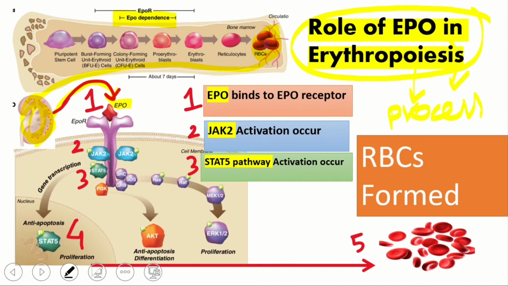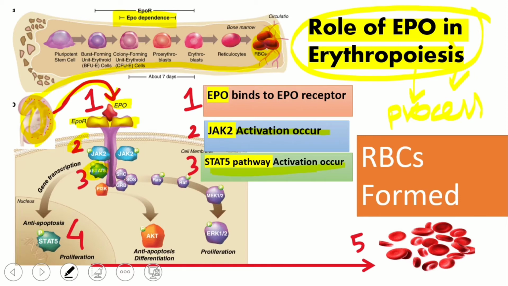Now it will go and bind to the receptors on the cell membrane of the cell, the EPO receptors, erythropoietin receptors. And after that, step 2 is that JAK2 activation occurs. This binding will activate a JAK2 pathway, and after that different pathways will be activated. For example, STAT5 pathway activation occurs. So we're not going into the detail.